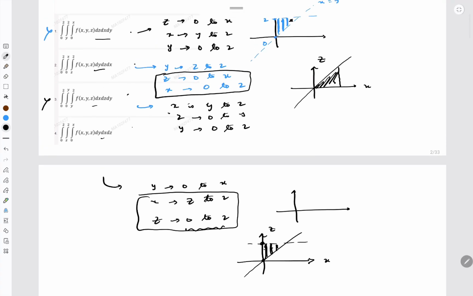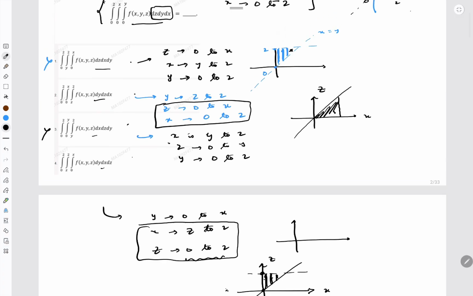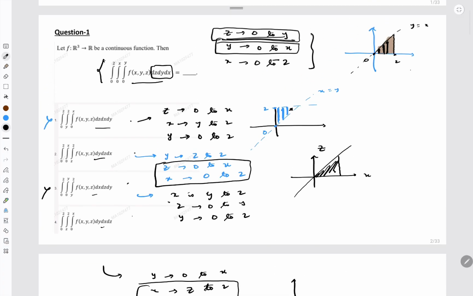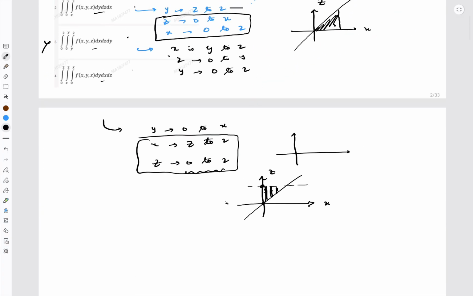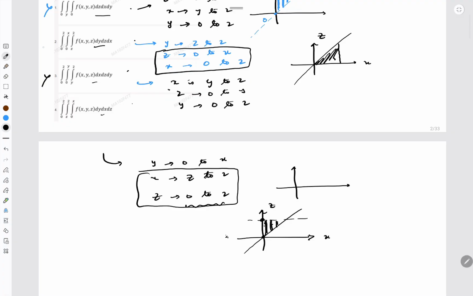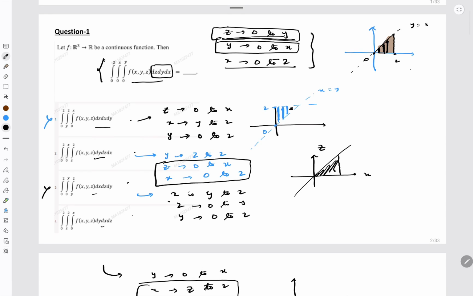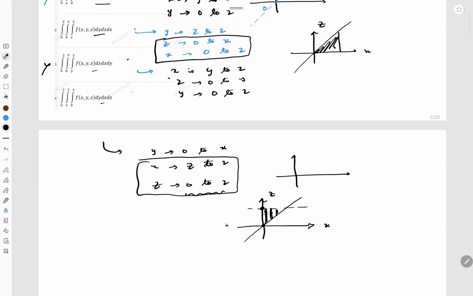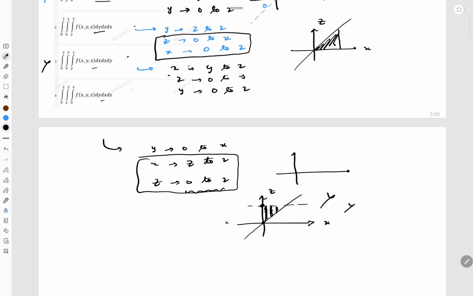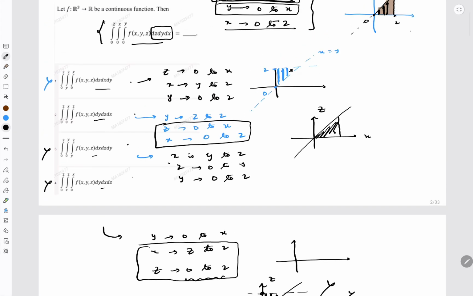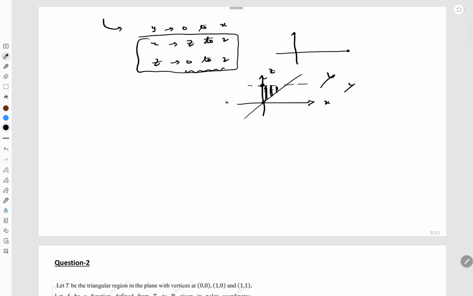This is not the region of interest, because in the original question we plotted the xz region for option 2 and option 4 now, and in the question the xz region was from 0 to 2 and 0 to y. So z is ranging from 0 only. z is starting from 0 every time. It's going till y. So this we can see will not be possible, right? So option 2 is correct.